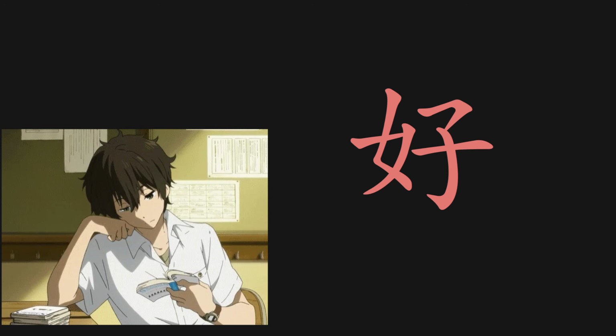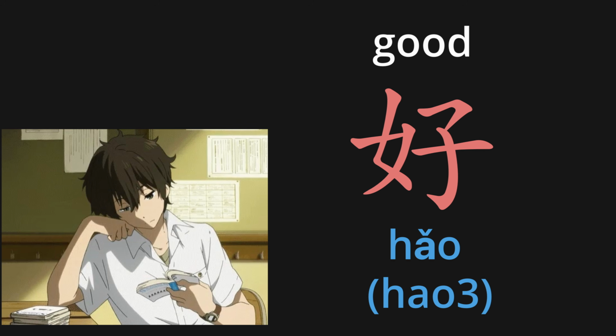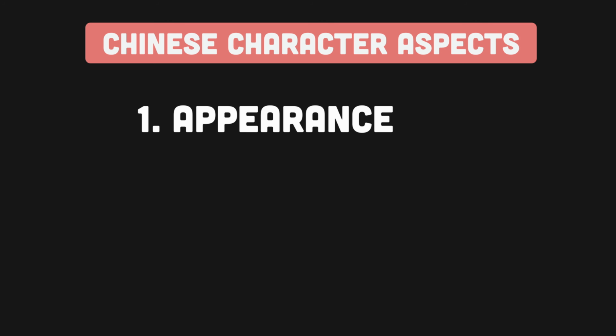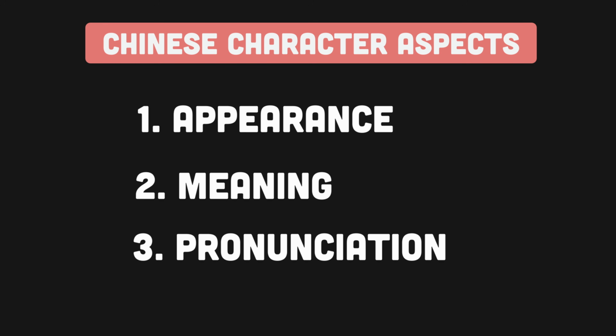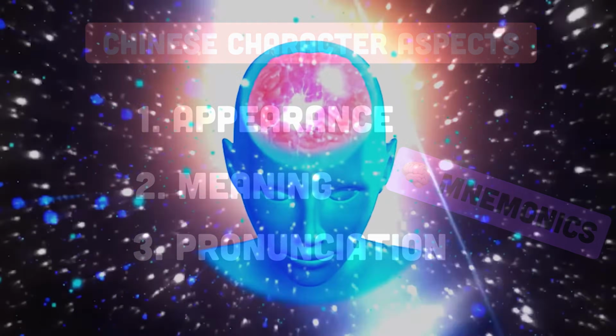To smoothly read Chinese, each time you see this or any other character, you will need to recognize it and recall its meaning and pronunciation. Those are the three main aspects that you have to learn for each character. With that covered, now we can dive into how to use mnemonics to easily memorize any character.